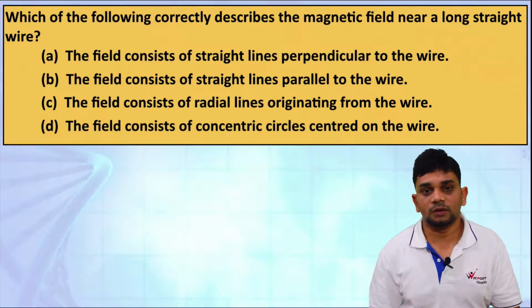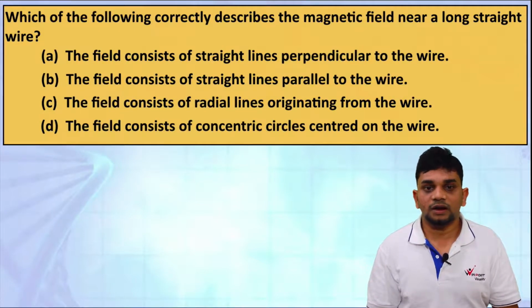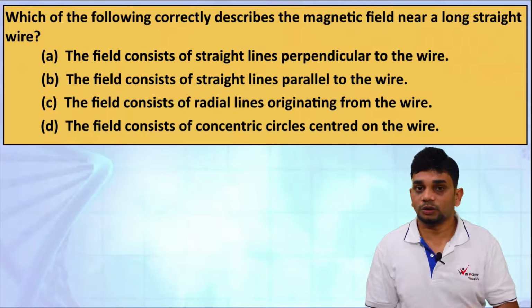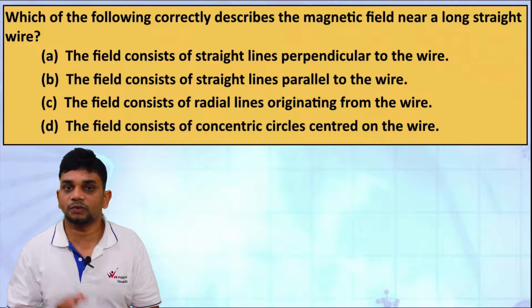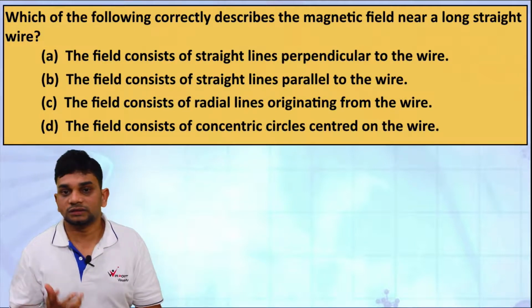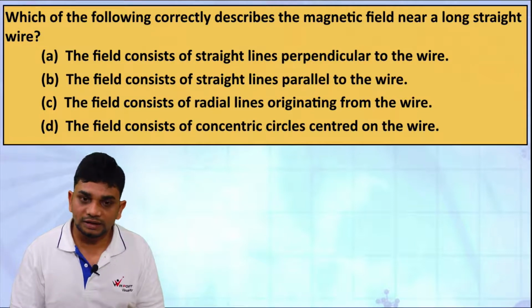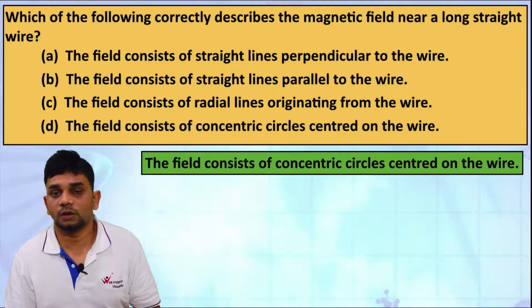The field consists of straight lines perpendicular to the wire. Wrong option. The field consists of straight lines parallel to the wire. Wrong answer. The field consists of radial lines originating from the wire. Wrong answer. The field consists of concentric circles centered on the wire. So that is the right answer.